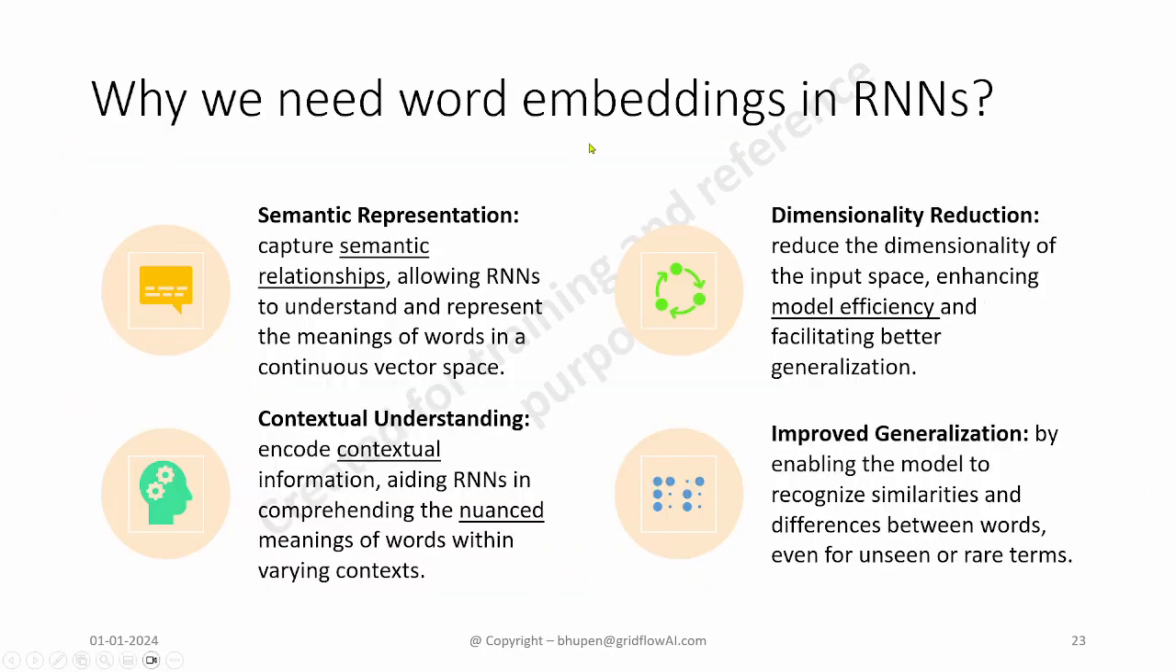So why do we need word embedding in the RNN? The purpose of RNN is to generate semantically similar vectors or meaning. So our embeddings provide you exactly that. And embeddings also help you generate the contextual sense from the input data. At the same time, there is a huge benefit because of the dimensionality reduction by using word embedding. Overall, it provides a good generalization.